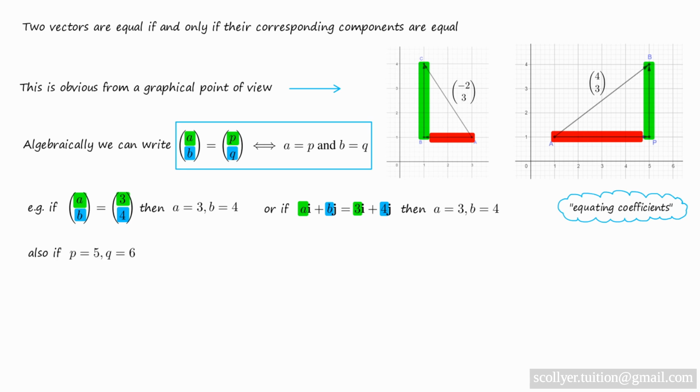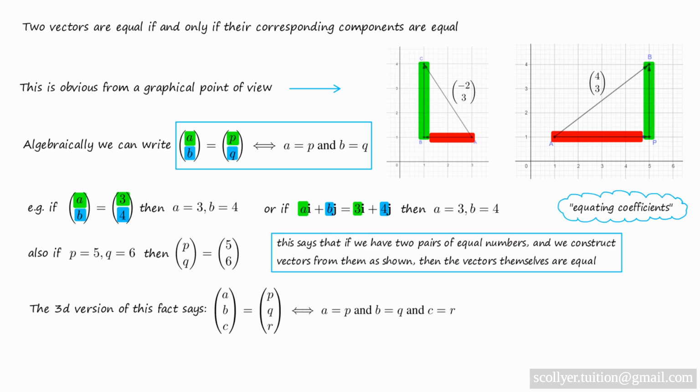Now we can turn this process around so that if we have a pair of numbers that are equal, such as p equals 5 and q equals 6, then the vectors that we construct from those pairs are also equal. So in this case, the vector (p, q) equals the vector (5, 6). And the obvious 3D version of this fact is also true. So that if the vector (a, b, c) equals the vector (p, q, r), then a equals p and b equals q and c equals r, and vice versa.